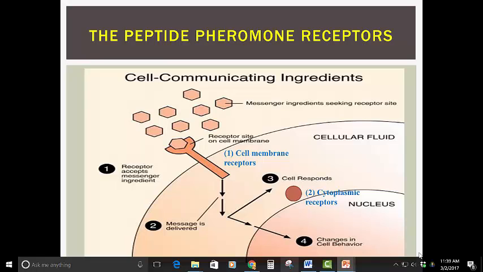Oligopeptide pheromones first bind to the cell membrane receptors of the recipient cell. The binding of the pheromone to the cell membrane receptor generates a transmembrane signal that initiates a signal cascade within the cell. The oligopeptide pheromone then enters the cell and binds to the cytoplasmic receptor, which may be activated or inactivated by pheromone binding. Ultimately, this leads to a change in the cell behavior.